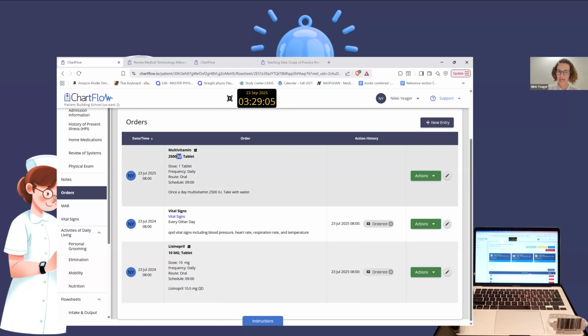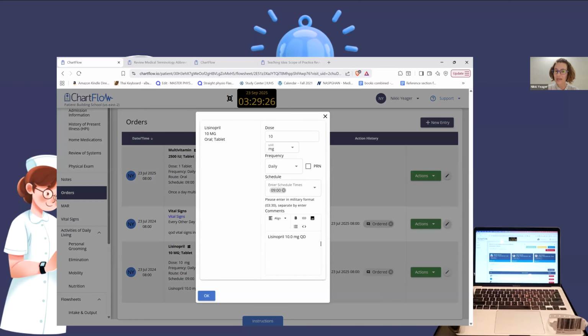So right here, we see IU. It's not supposed to be that. It's supposed to say international units. We can see vital signs should be daily, not QOD. We also have a trailing zero here. We're not supposed to have that. So we can go through and try to find all of the mistakes. When a student finds them, you can have them write what it should be, which is also good practice to start charting. So we can get rid of that trailing zero. We can change this to daily.